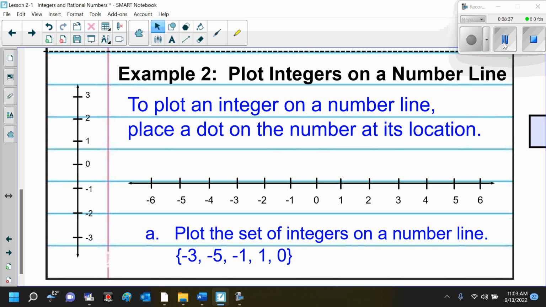Very good. Now, what do you notice about the difference of these two number lines? On the vertical number line, the positives go up. The negatives go down. On the horizontal, the negatives go to the left and the positives go to the right. Very good. So when we plot, remember, you just place a dot on the number at its location.